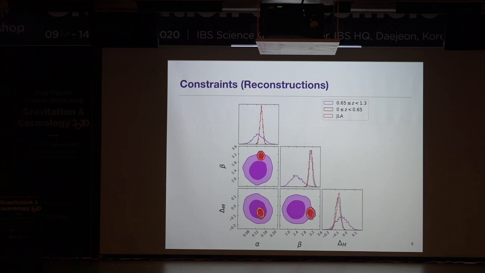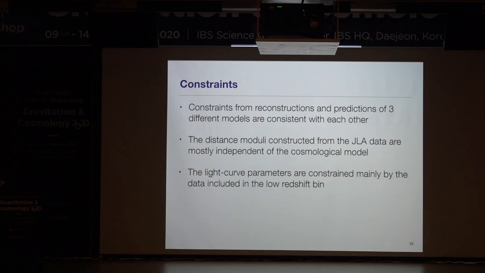So we can summarize this part as follows. Constraints from reconstructions and predictions of three different models are consistent with each other. More radically, we can just say that they are the same. And second, the distance moduli constructed from the JLA data are mostly independent of the cosmological model. And the light curve hyperparameters are constrained mainly by the data, including the low redshift data.